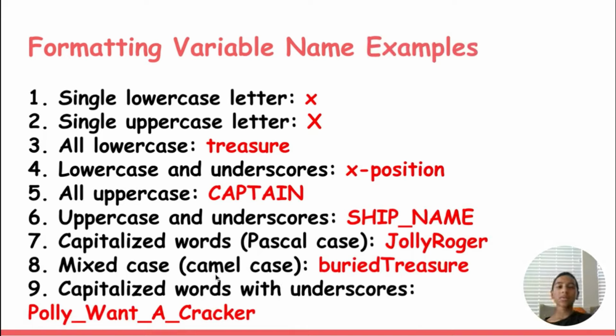Here are examples. These are formatting variable types. A single lowercase letter, like x. A single uppercase letter, an uppercase X. All lowercase variable, like treasure. Lowercase and underscores, like x_position.